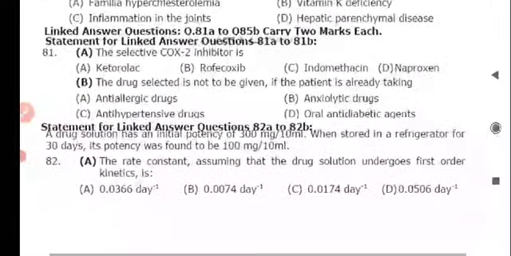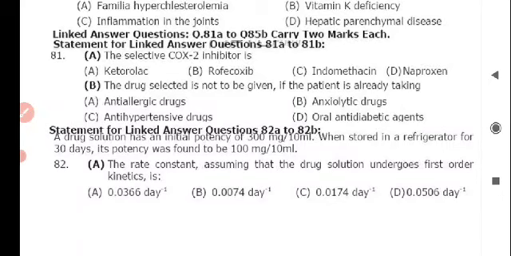Now the next question is a type of linked question. Both questions are linked to each other, 81st part A and part B. And part A for this question is, the selective COX-2 inhibitor is, and the correct answer is option B, rofecoxib. Now the linked question is, the drug selected is not to be given if the patient is already taking option C, that is antihypertensive drugs.